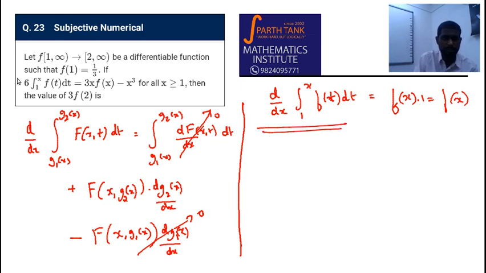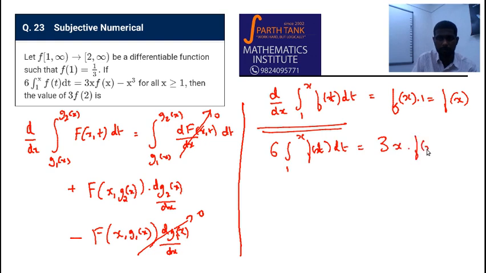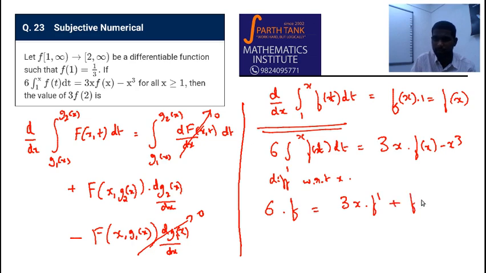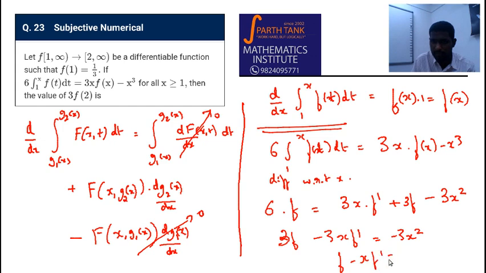So differentiate both sides with respect to x. Let us differentiate this integral of f of t dt as 3x f of x minus x cube. If you differentiate with respect to x, this becomes, as we have shown that the derivative is just f of x, 6 into f will be 3 times x into f dash plus f into 3, if you use the product rule, minus 3x squared. After some simplification, bring the terms over, rearrange these things. So 6f minus 3f is 3f, minus 3x f dash is minus 3x squared. Okay, or you can say f minus x f dash is minus x squared.